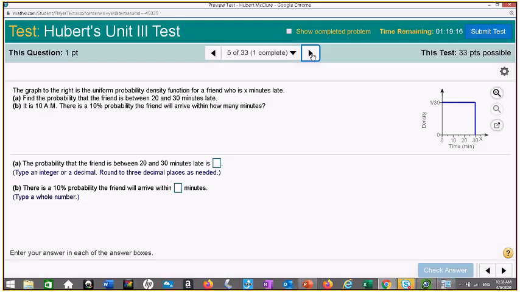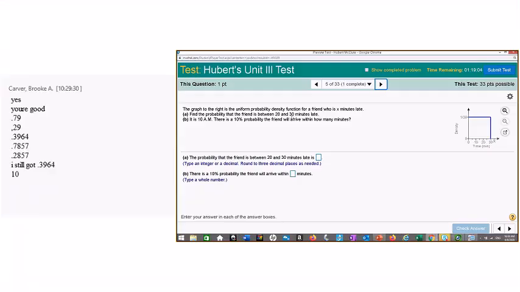All right, next. Most of your Chapter 7 questions will be like that one. I'm not going to cover this one because we just did that one. Okay? What is the base between 20 and 30 minutes? 10, Hubert. Thank you. Thank you, Miss Carver. So that'd be 10 over 30, which is 1 over 3, which is 0.33. It is 10 a.m. There is a 10% probability that the friend will arrive within how many minutes?